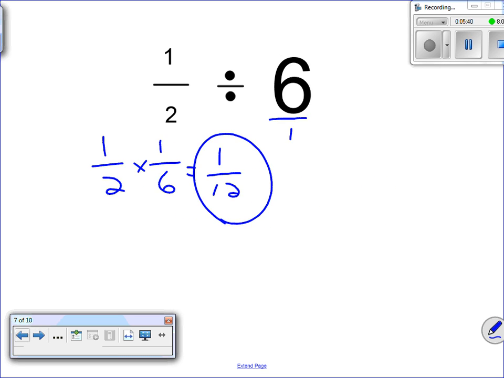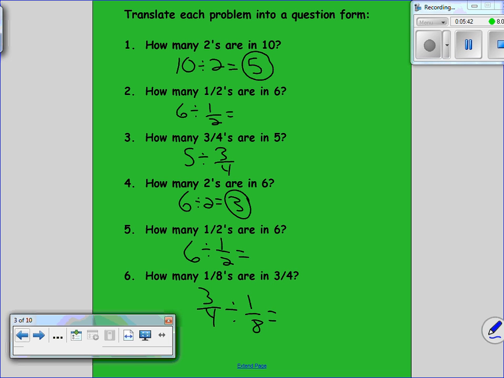Perfect. Let's jump back to the beginning, that green page. Let's see if we can solve these now. So if I rewrite this problem with the reciprocal, it'd be 6/1 times 2/1. So 6 divided by half would be 12. Remember, the other problem was half divided by 6. Do you see the difference? Let's take a look at another one.